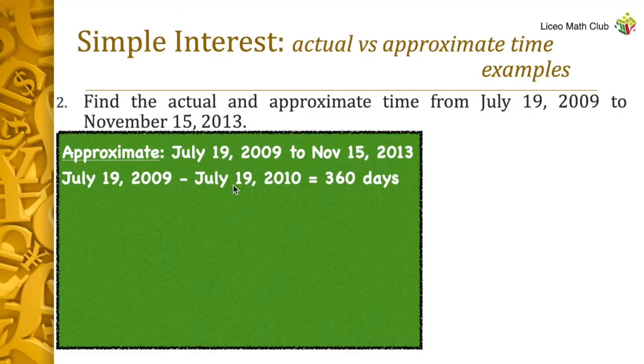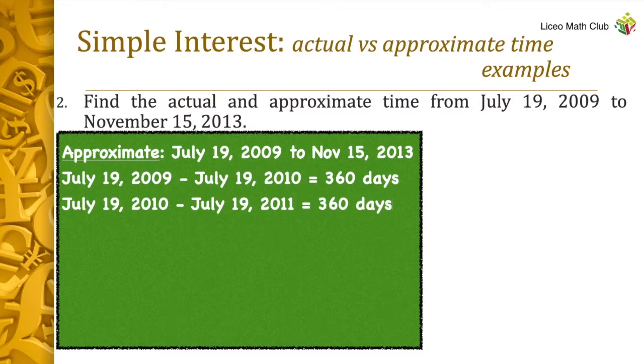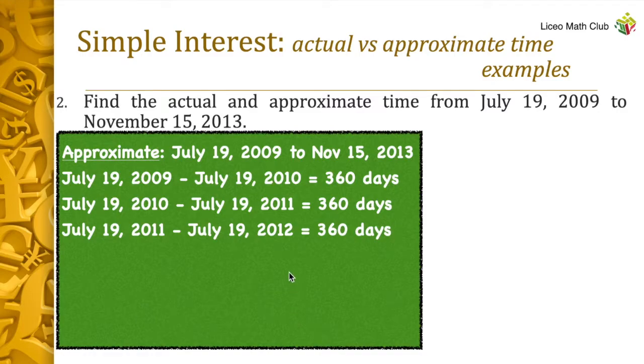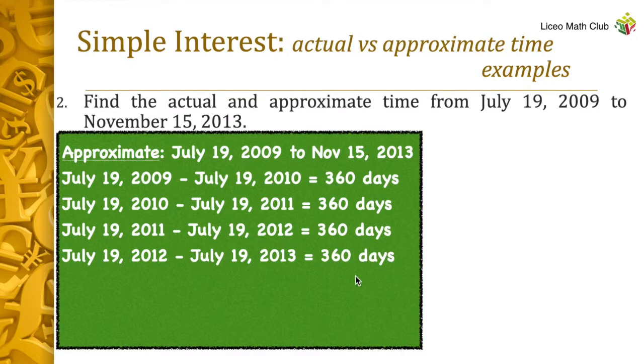Okay, let's go to another one. We didn't reach 2013 yet. So July 19, 2010 to July 19, 2011 is still 360 days since it's approximate. Let's continue in this manner. 1 more year up until 2012, that's 360 days. And then let's reach until 2013, and then we have 360 days.